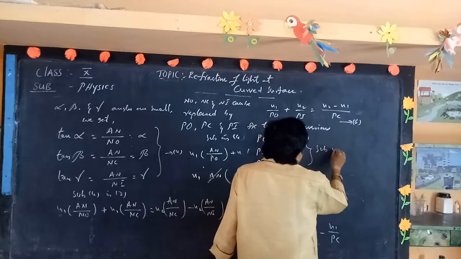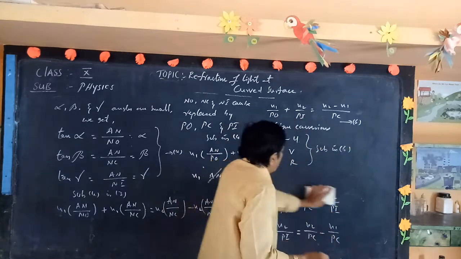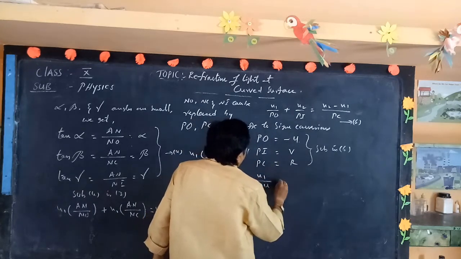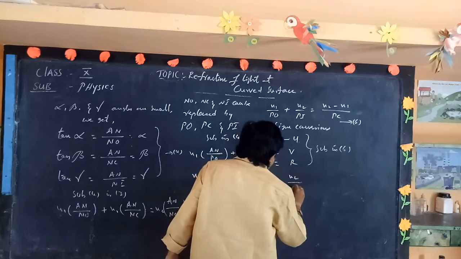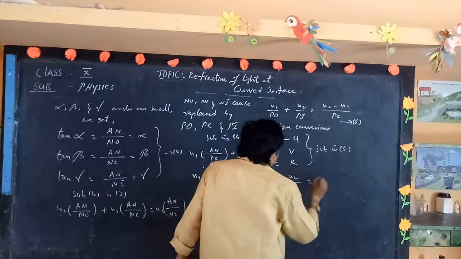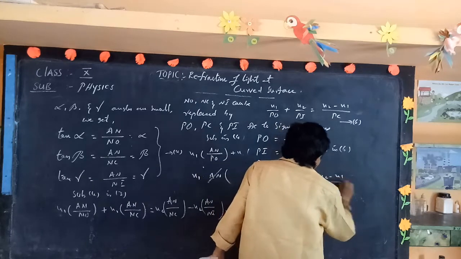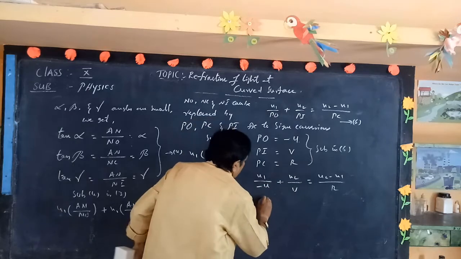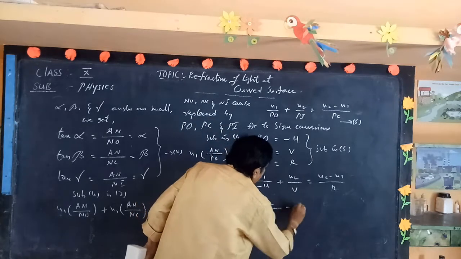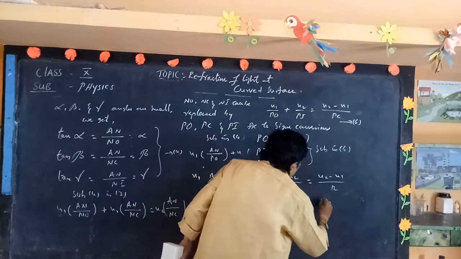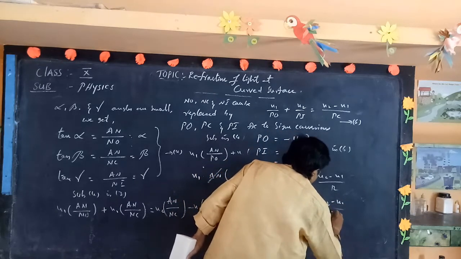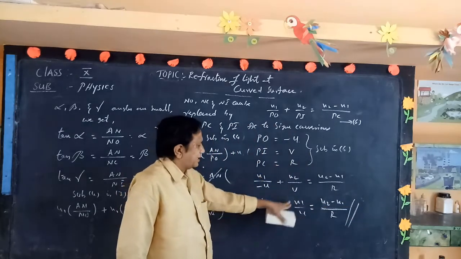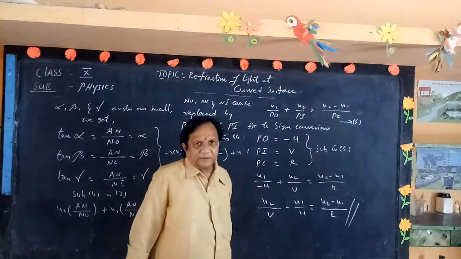Now these values substitute in equation number 6. Now you get n1 by minus u plus n2 by PI means V, is equal to n2 minus n1 by R. Now to change, this minus take to the side and plus to write on this side, n2 by V minus n1 by u is equal to n2 minus n1 by R. So this is the application for image formation.